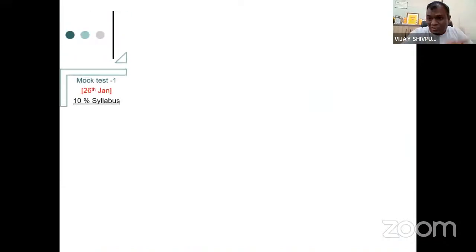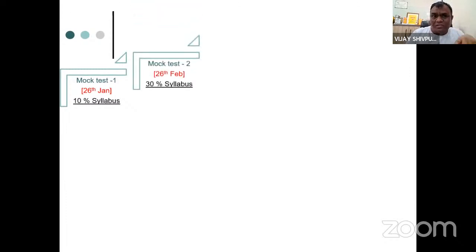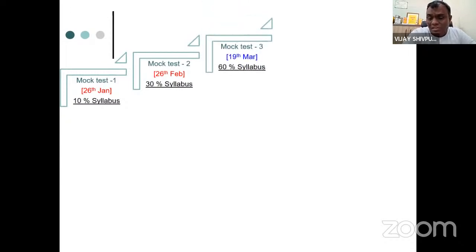The way we started, I just wanted to tell the students, in my first session, if you remember, one thing I had mentioned was that you need to keep the momentum. And the momentum can also be kept through exams, and we have been running these exams. On 26 Jan, we had mock test 1, which covered just 10% of the syllabus. Mock test 2 we recently conducted with 30% of the syllabus. Mock test 3 is scheduled on the 19th with 60% of the syllabus.